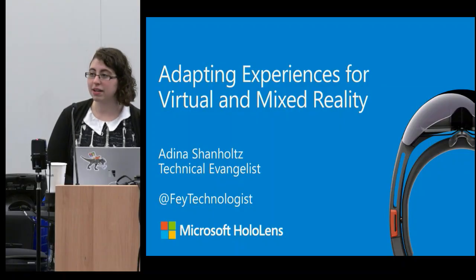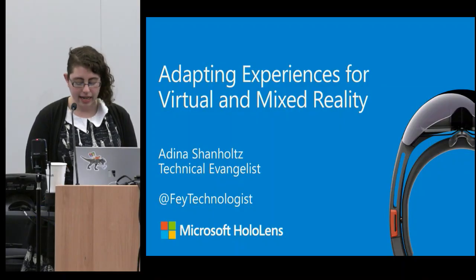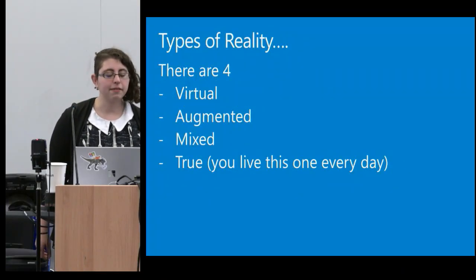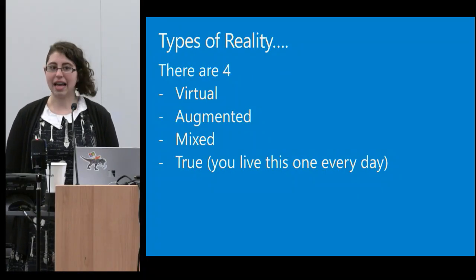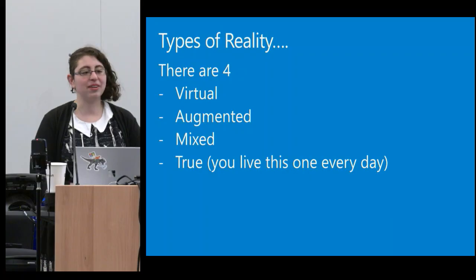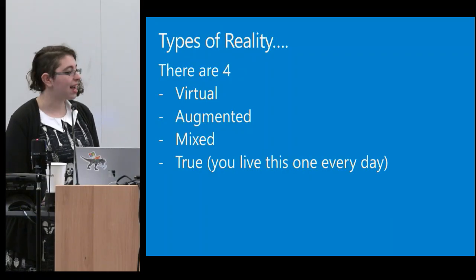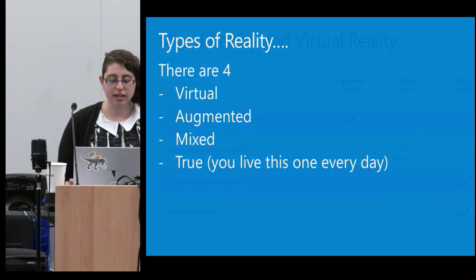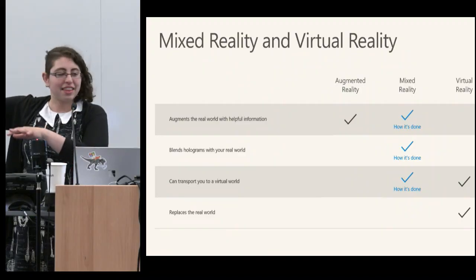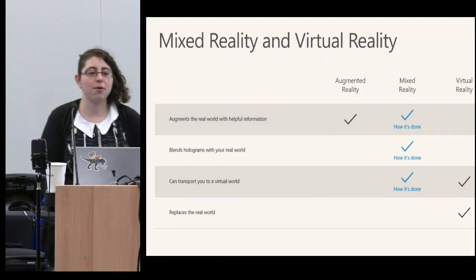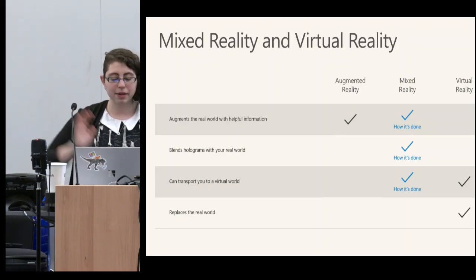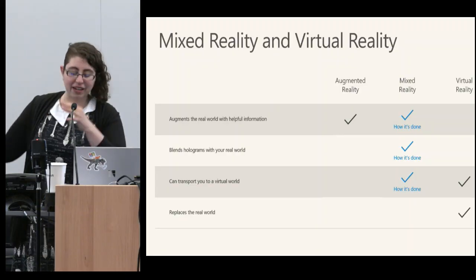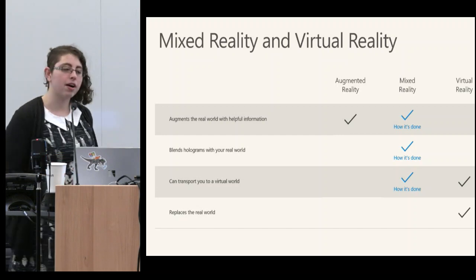So let's talk about this term, mixed reality. There are 4 types of reality: virtual, augmented, mixed, and actual reality, which is the one that we are currently in. So I have this handy-dandy chart that puts together the differences between them. On one side of the spectrum, we have virtual reality, a complete virtual environment that replaces your real reality. And on the other side, we have augmented reality.